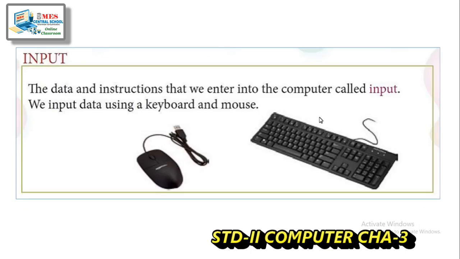So this is input. The data and instructions that we enter into the computer are called input. We input data using a keyboard and mouse. Data means letters, numbers and instructions. We are giving all this data with the help of a keyboard and mouse. So keyboard and mouse are examples of input devices. By using keyboard and mouse, we are giving instructions and data into the computer. That is called input. Clear?